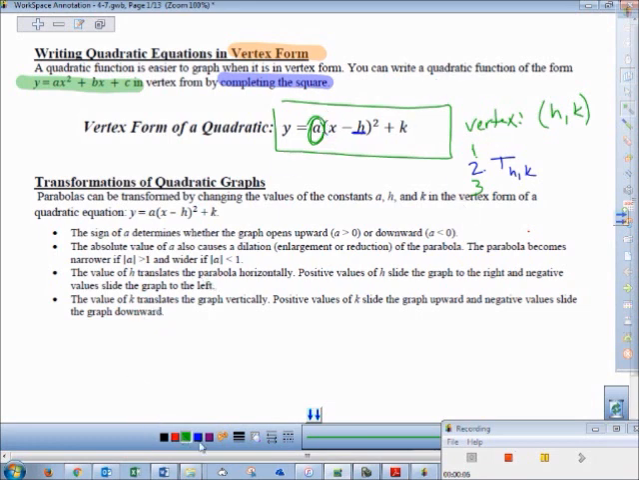And then reflect over the x-axis. It's not going to happen if it's in vertex form, because this number has to be something other than 1. Reflect over the y-axis. Not going to happen if it's in vertex form, because this number always has to be 1 for that to be in vertex form.